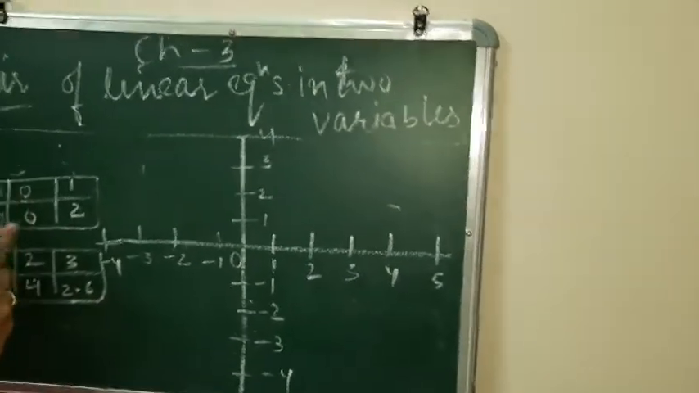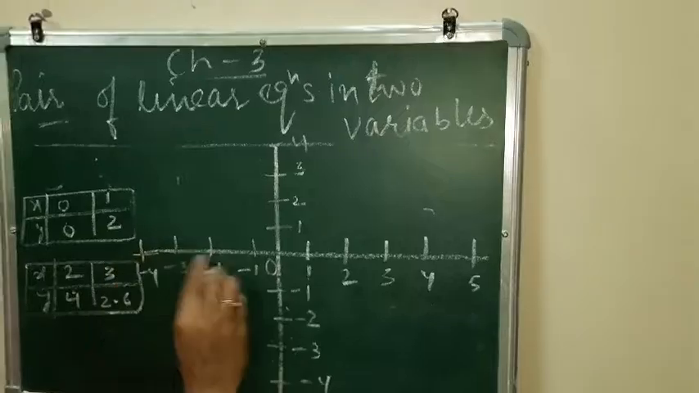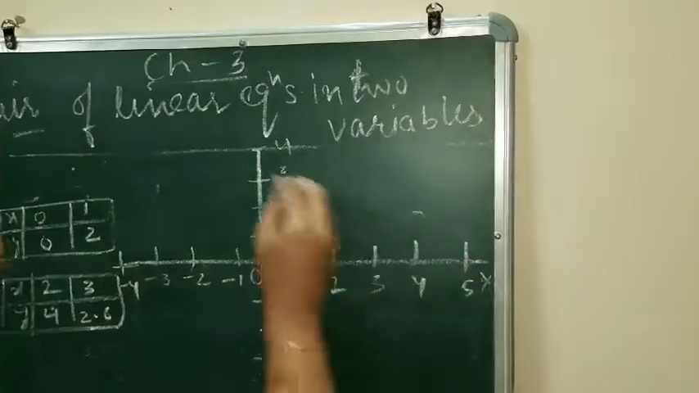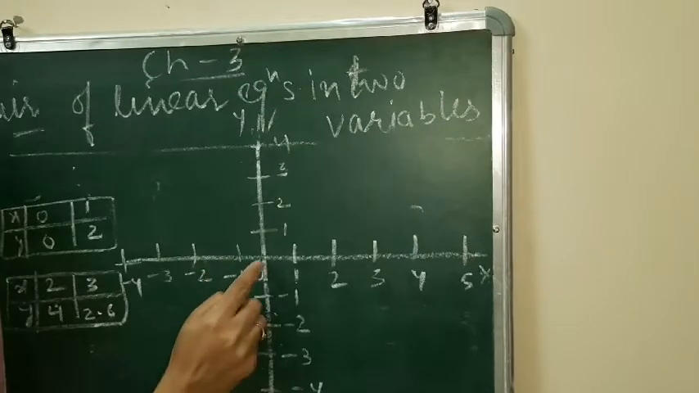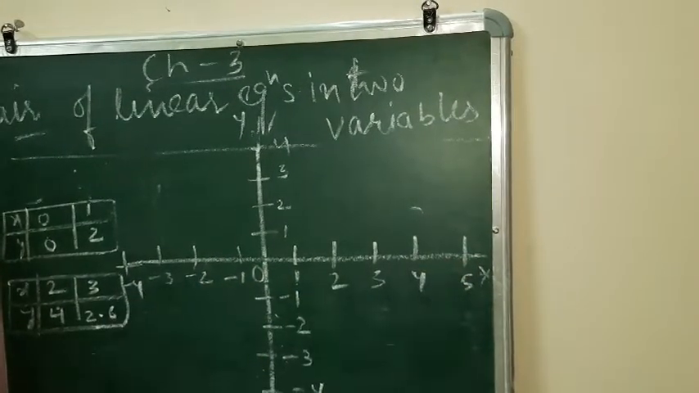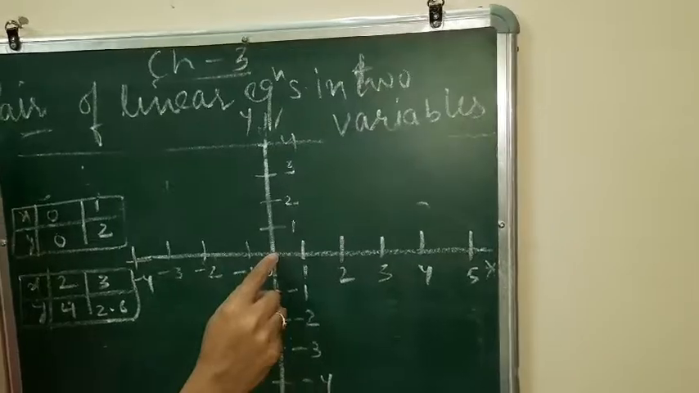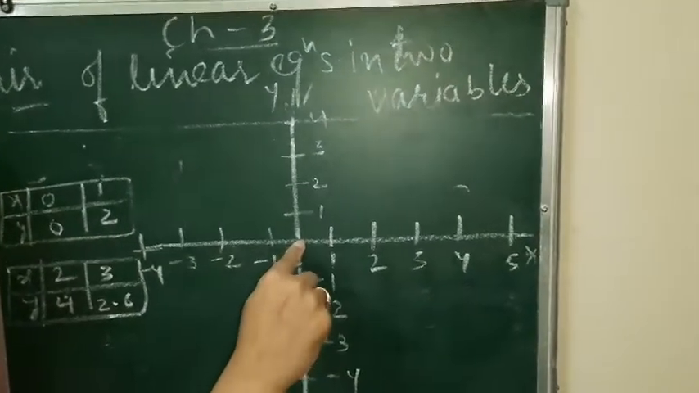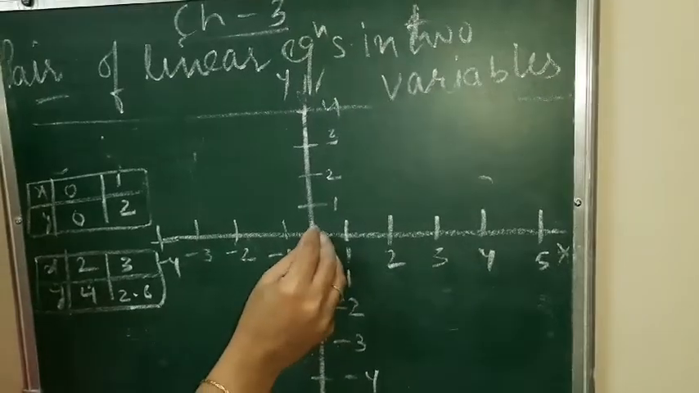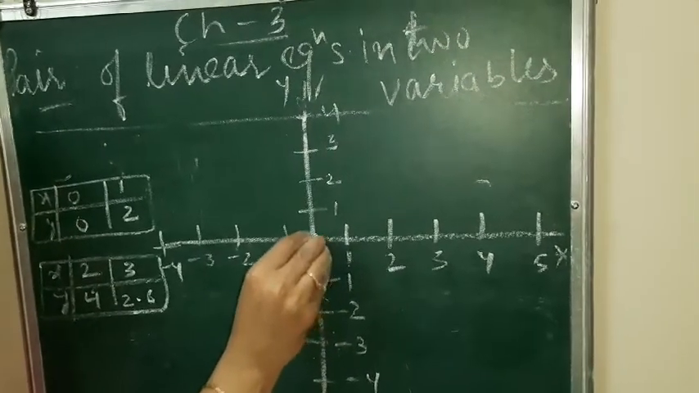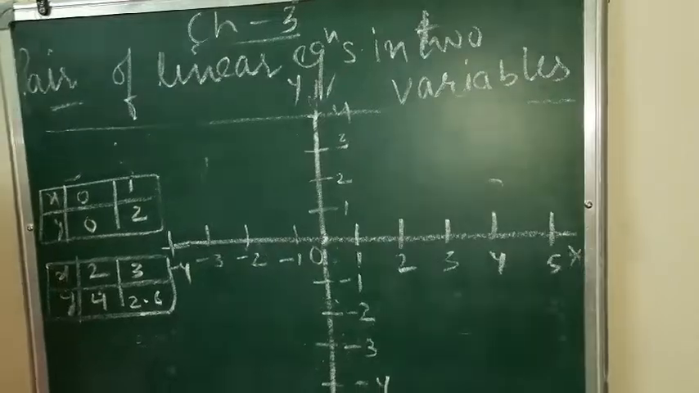If my x is 0, y is 0. That means this is my x-axis and this is my y-axis. When you are plotting it, you have to just look for 0 on the x-axis. 0 on x-axis is at this point. And on this point, in the straight line of it, where will you get y 0? y 0 is again this point only. So I am highlighting this point that this is my first point.